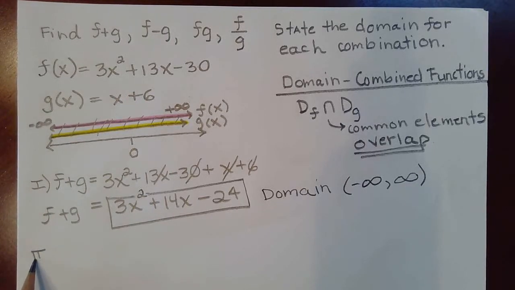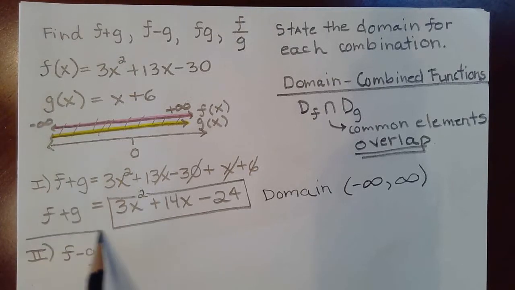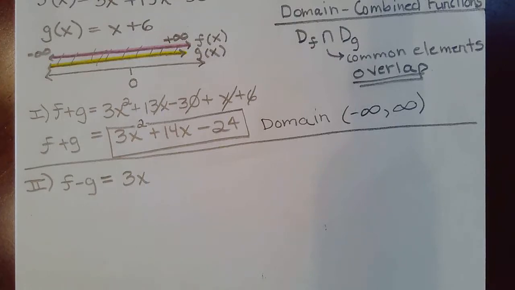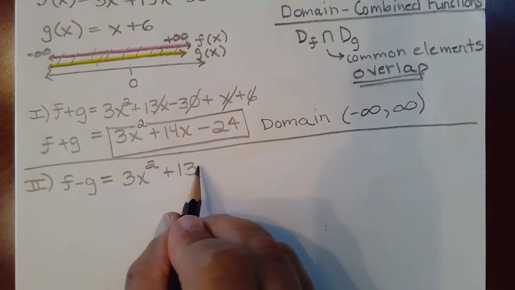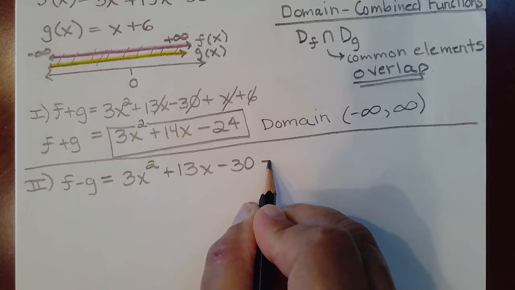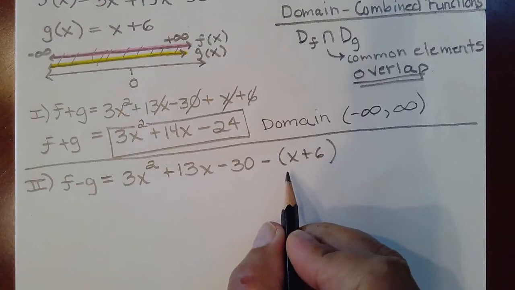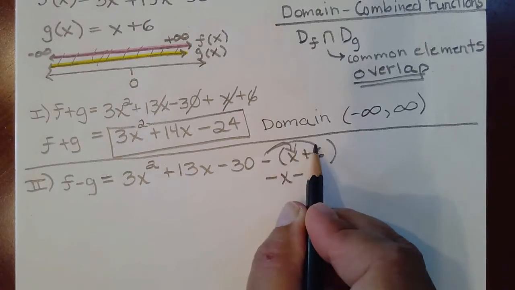Okay, in part 2, you're asked to find the difference. And when you find the difference, all you have to remember is that the polynomial that you're subtracting requires switching all the signs on that polynomial. So the 3x squared plus 13x minus 30 stays the same, but then we're subtracting the x plus 6. So you might want to put a parenthesis around the polynomial that you're subtracting so you remember to switch the signs of everything that comes after the minus sign.